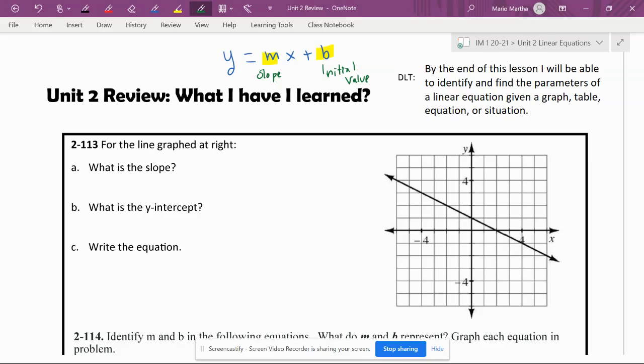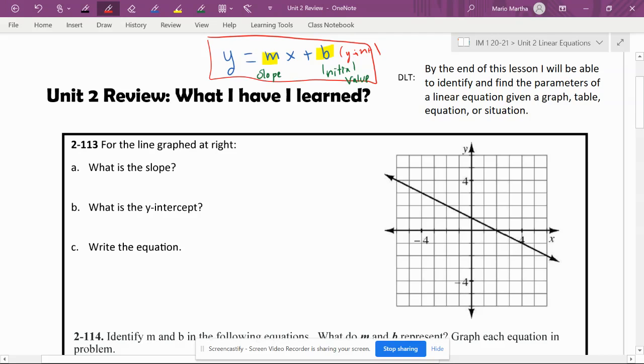So we're going to start off with the first problem, 2.1.1.3. For the line graph to the right, first we want to identify the slope and the y-intercept, and then we're going to write the equation. We keep using the same form of the equation, the slope-intercept form.